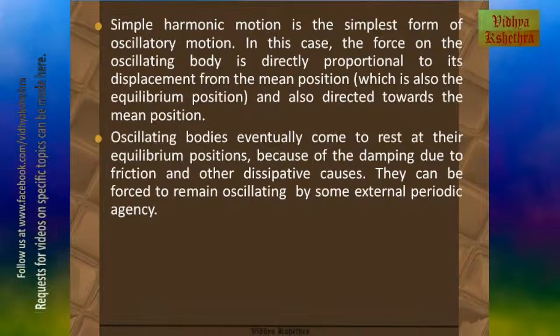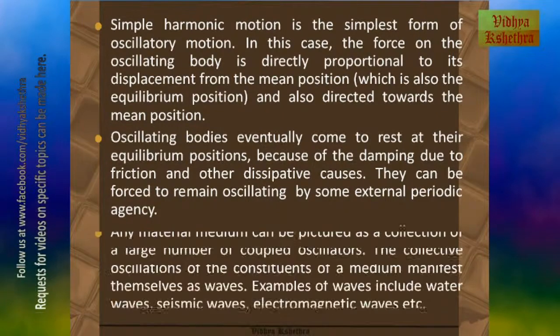For example, in the case of a swing, we can push on the ground with our feet to keep the swing in periodic motion. It is an example of a forced oscillation, and the action of us pushing with legs on the ground is an example of external periodic agency.